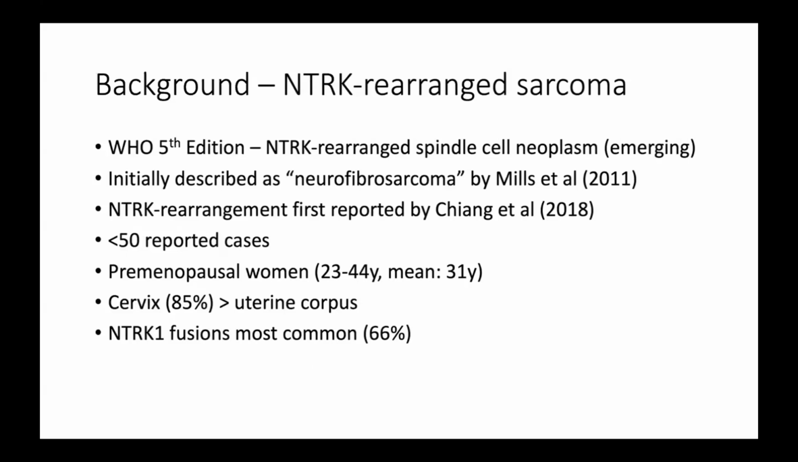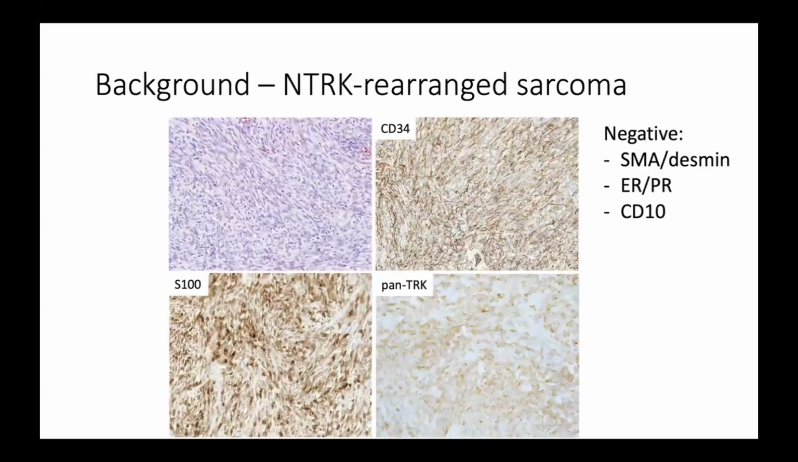So in the WHO 5th edition, this is under the title NTRK rearranged spindle cell neoplasm, emerging. It was initially described in 2011 by Mills et al. as a neurofibrosarcoma, and then the NTRK rearrangement was ascribed to it in 2018 by Chiang et al. It's a rare entity, so less than 50 cases have been reported worldwide to date. And it tends to affect young premenopausal women, generally the cervix over the uterine corpus, and NTRK1 fusions are the most common.